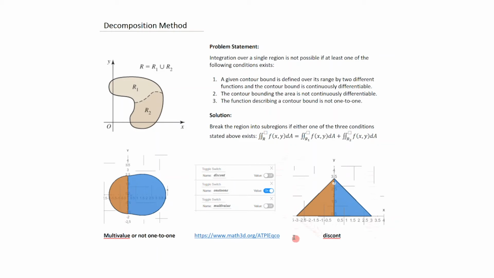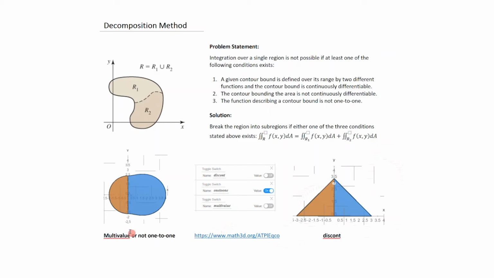x equals -3 and x equals +3, no issue, straight lines. But this, if you follow this curve, it's not continuously differentiable. We've got a problem. That means you have to break this region up. In this region, it's continuously differentiable. In this region, it's continuously differentiable. So this is piecewise continuously differentiable. That means we'd call this region 1, for example, and this would be region 2. So we'd integrate over this region, and then integrate over this region, and then sum the results together.